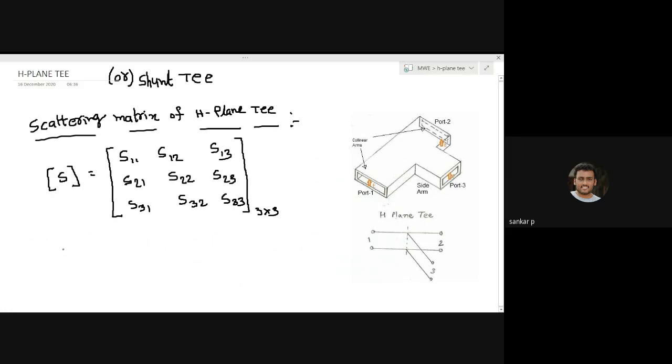Second one: here port 3, that is the side arm, is perfectly matched to the junction. Port 3 is perfectly matched to the junction.